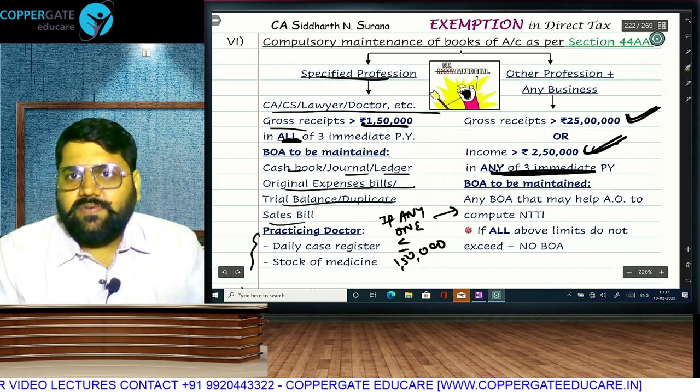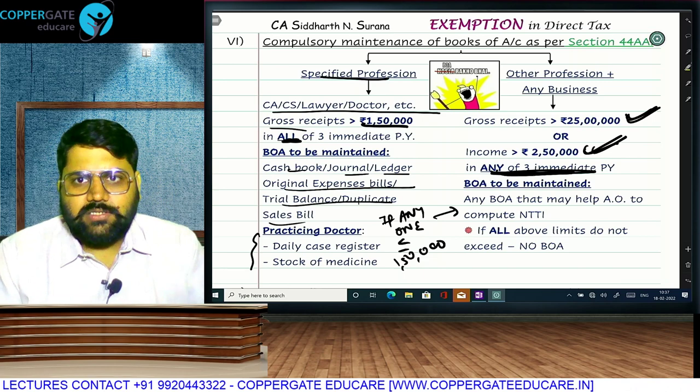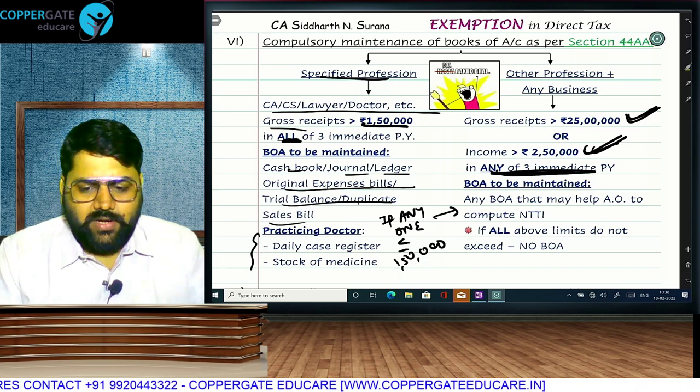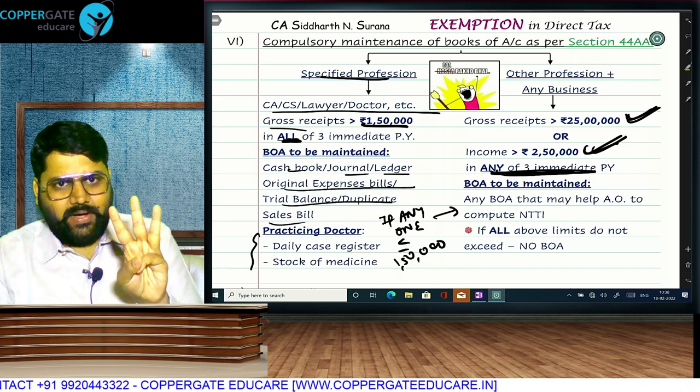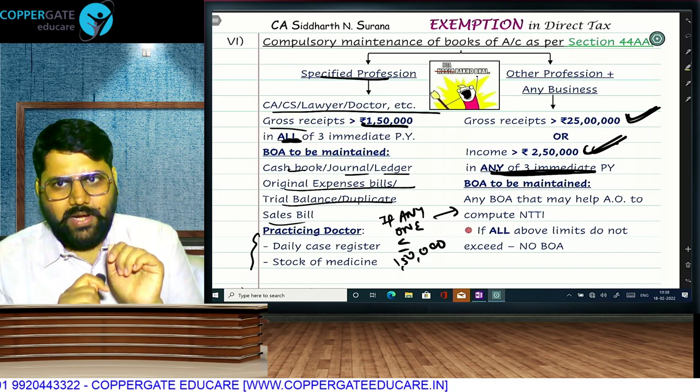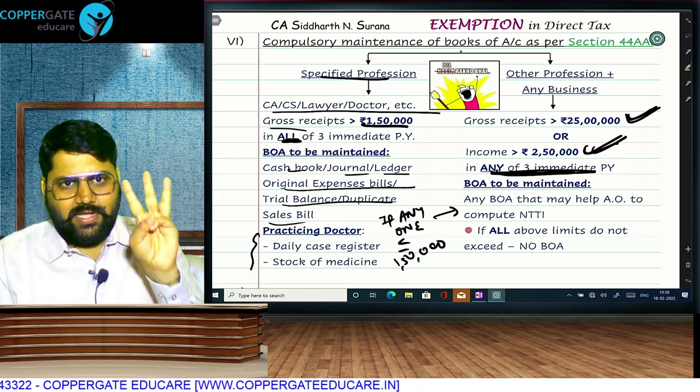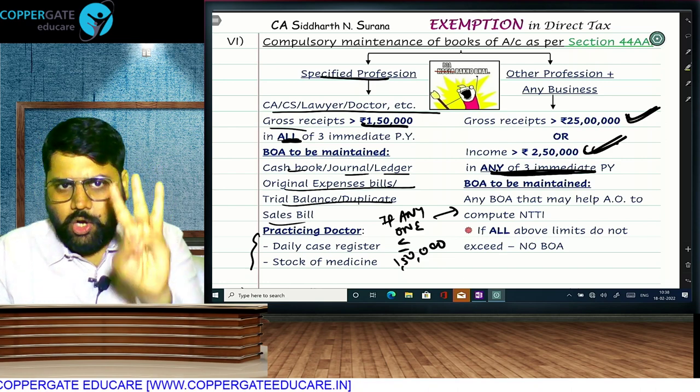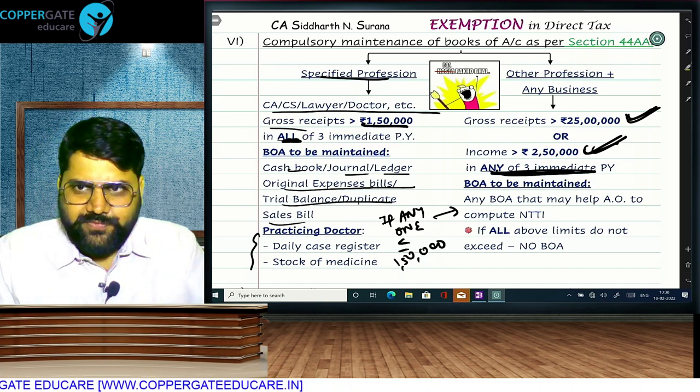So on the turnover, we will apply the limit of 25 lakhs. And on the profit, we will apply the limit of 2,50,000. So, three limits of 25 lakhs, three limits of 2,50,000. On the three turnovers of the last 3 years, the 25 lakh limit will be applicable. On the three profits of the last 3 years, the 2,50,000 limit will be applicable.